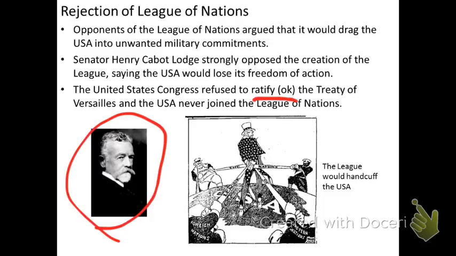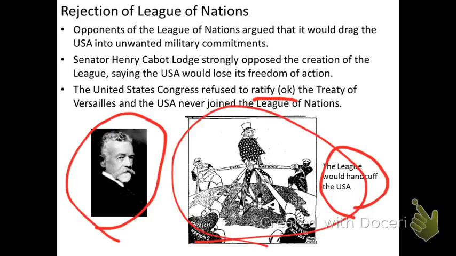And there were many in the Senate and in the country who felt the League would handcuff us. You see the little picture right down here of Uncle Sam being tied up, handcuffed by foreign nations, whether it be the English, the French, the Russians, it doesn't really matter. Okay, so that is the reason why we did not ratify it, because we were concerned that the treaty would impact America and affect the way that we are able to rule ourselves.